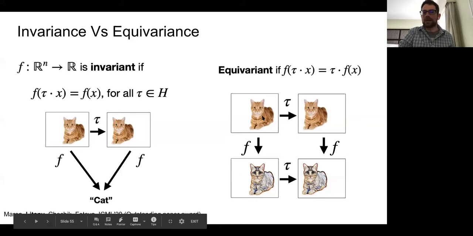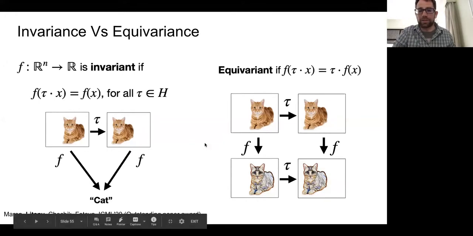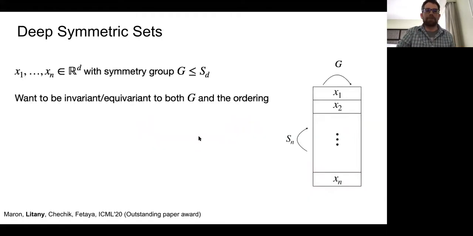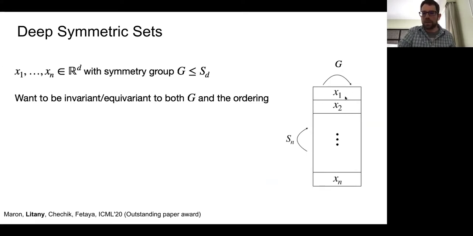Now, it shouldn't matter whether we first shifted the objects and then ran our edge detector, or first ran our edge detector and then did the shifting. So this is the difference between invariance and equivariance. Now, in this work I'm telling you about, basically what we're saying is we want to respect the two types of symmetries. We want to respect the order invariance of the function, but also each of the objects, x1, x2 here, they also have their own symmetry group.